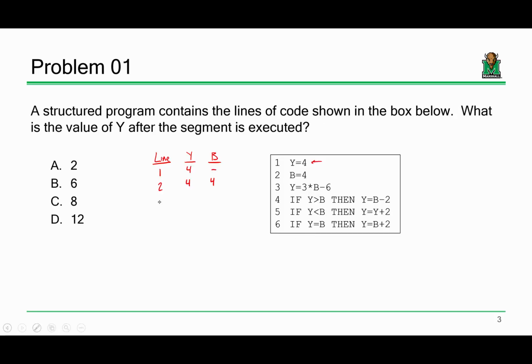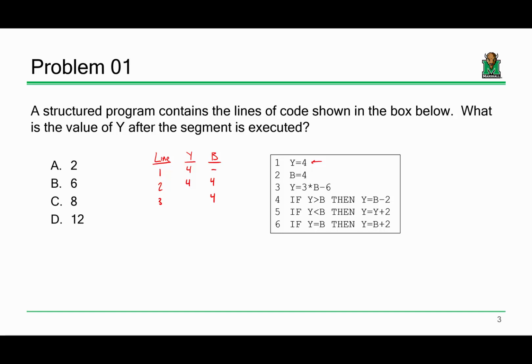It didn't do anything to y, but b is now 4. And then just take it one line at a time. Now, what does line 3 do? Line 3 does something to y. It creates a new value of y. So I can tell you b doesn't change. It didn't do anything to b, so b is still 4.